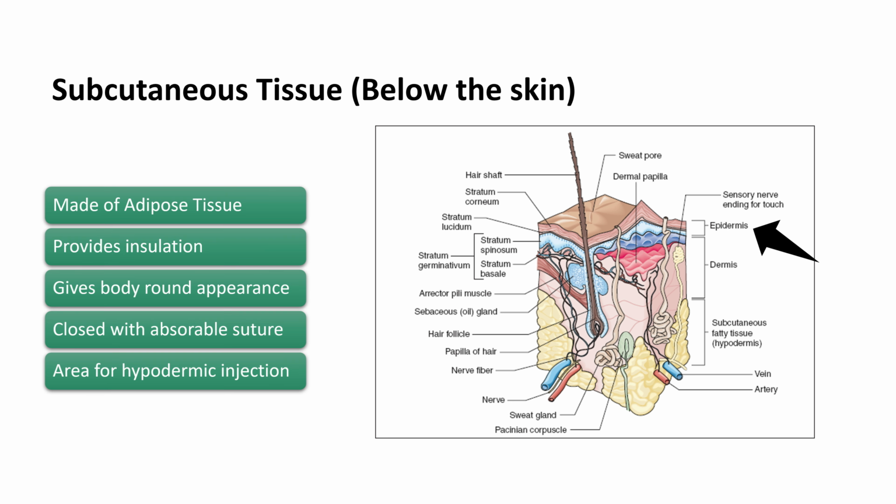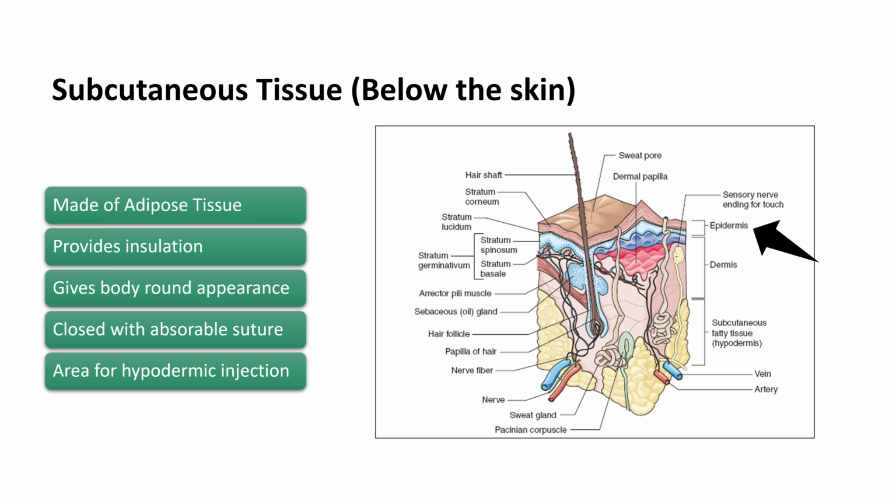Next, we'll get into your subcutaneous tissue below the skin. So let's get into that. It looks like my arrow's not exactly in the right spot, so it should be down a little. That's my fault. So this is going to be made up of adipose tissue or fat, which you can see in the picture, the yellow fat at the bottom. It's going to provide insulation and gives the body a rounded appearance.